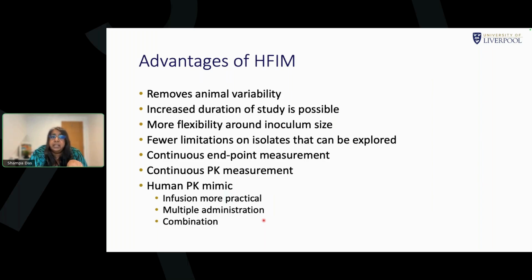Certainly doing an infusion in this model is a lot more practical than trying to do that in a mouse, although it's slightly easier to do it in maybe the higher species. You can do more multiple administrations in a hollow fiber infection model. There are limits to how much volume you can give a mouse and how many times you can give needle sticks. And certainly it gives you certain advantages when you're trying to study combinations.